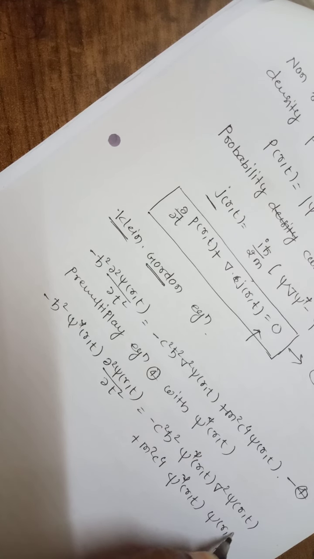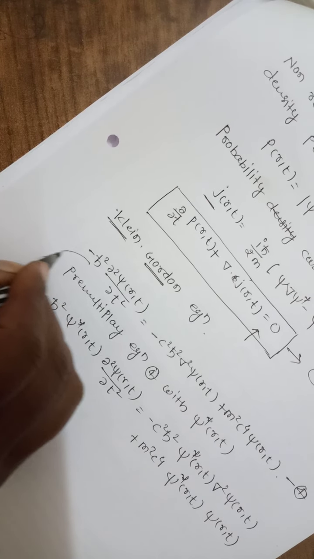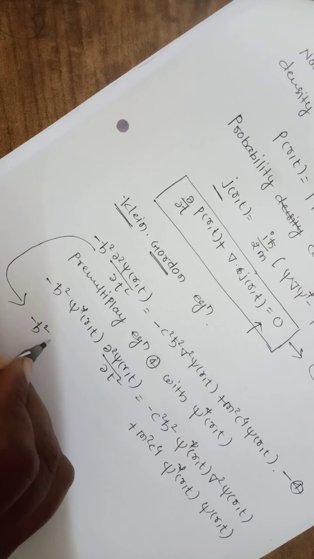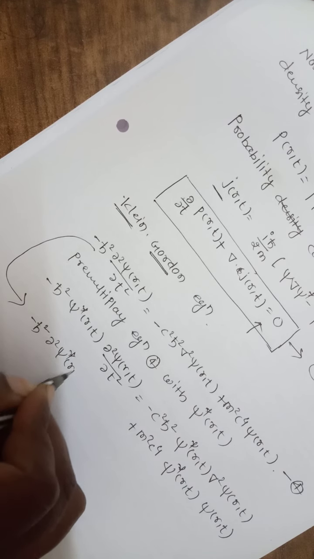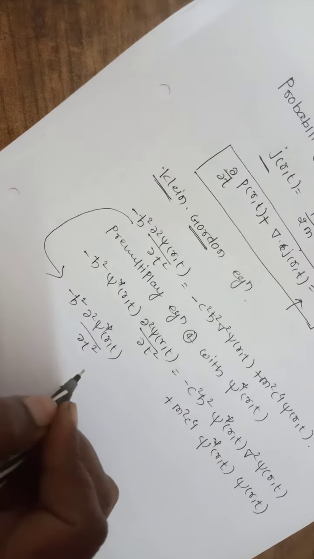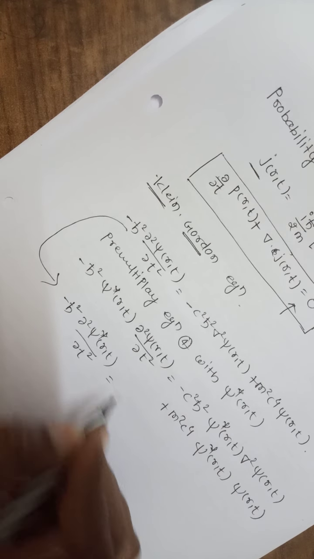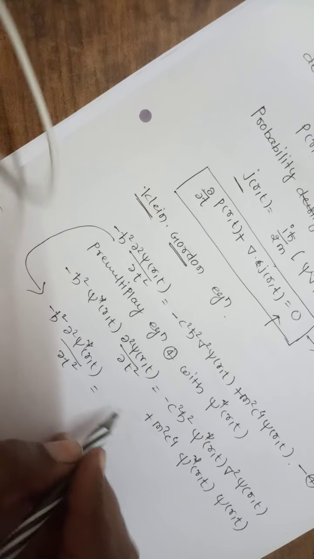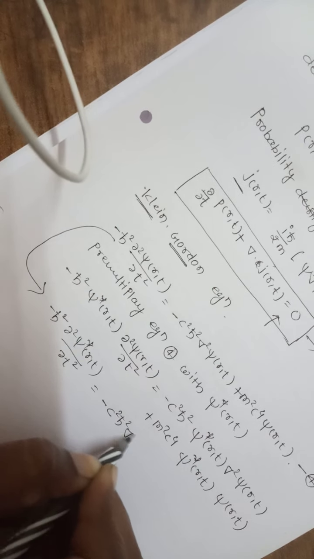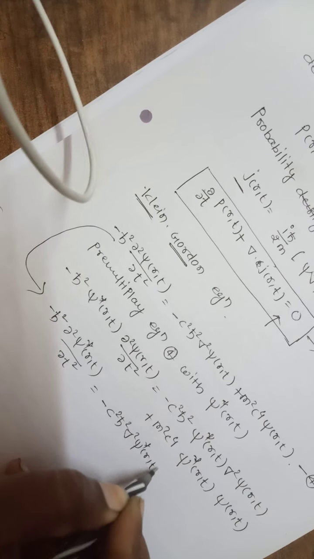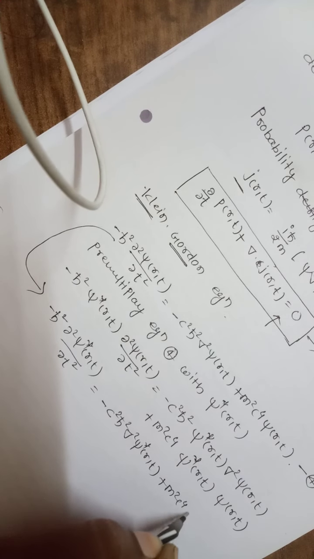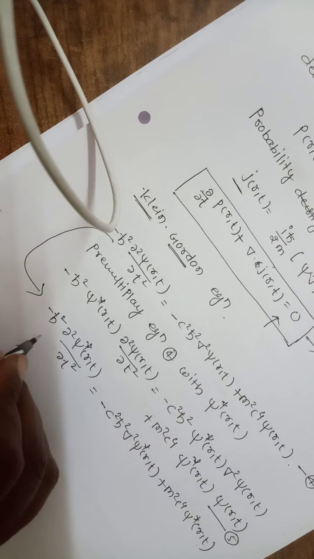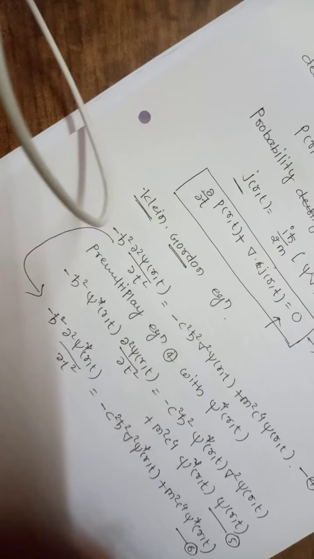plus m square c power 4, which is a constant, times psi star of r,t into psi of r,t. Now take the complex conjugate of equation 4: minus h cross square del square psi star of r,t by del t square equal to minus c square h cross square del square psi star of r,t plus m square c power 4 psi star of r,t. Here there is no imaginary term, so we convert only psi into psi star. That is equation number 5, and this is equation number 6.